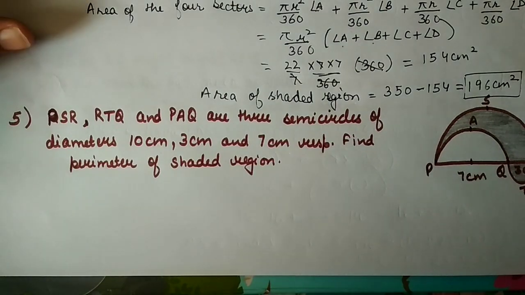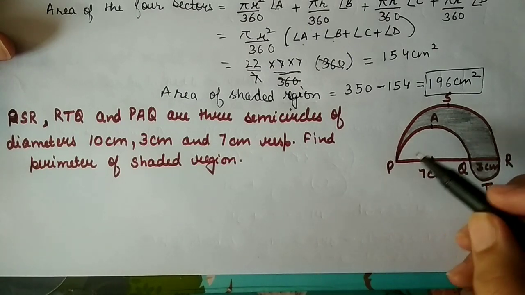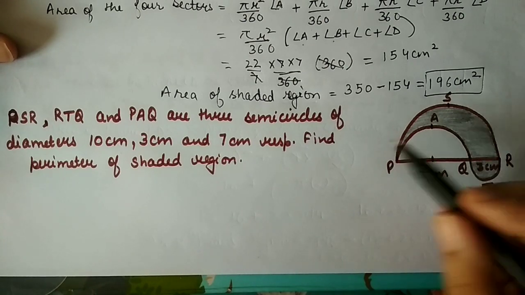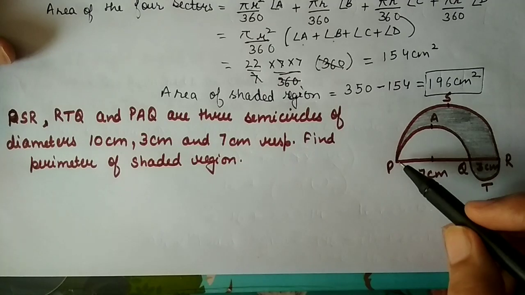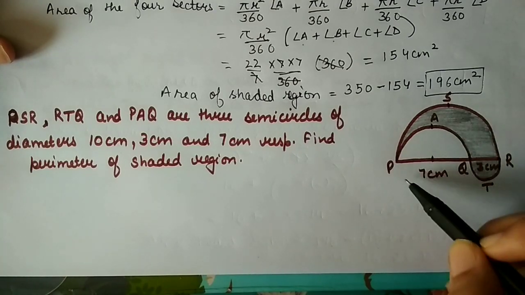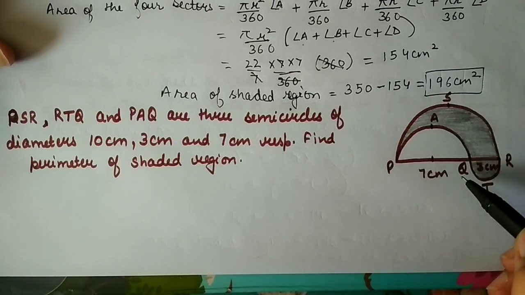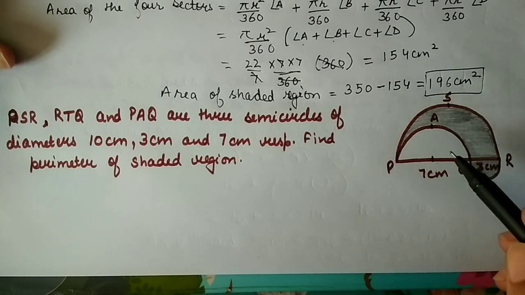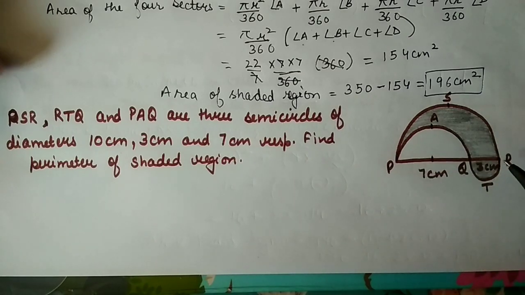Now see the fifth question. In the fifth question, there are 3 semicircles in the figure, PSR, PAQ and QTR. These 3 are semicircles having different radii. The diameter of semicircle PAQ is given to be 7 centimeter, the diameter of semicircle QTR is given to be 3 centimeter, and the diameter of semicircle PSR is given to be 10 centimeter. We have to find the perimeter of the shaded region.